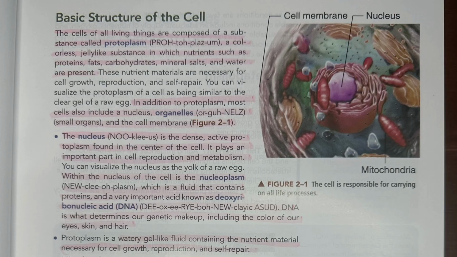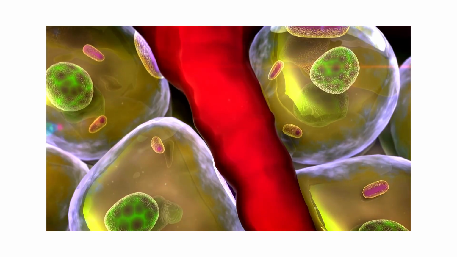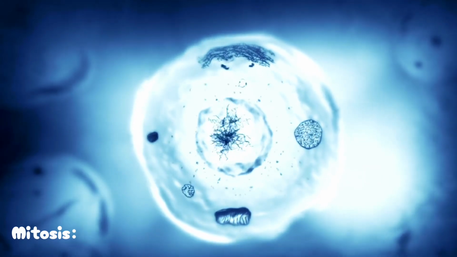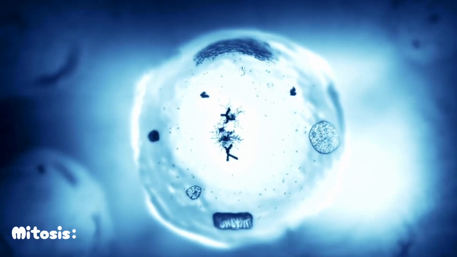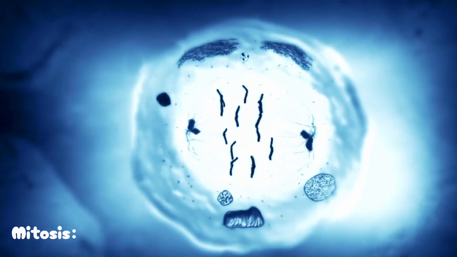Each cell has a nucleus, the control center, cytoplasm, the fluid where organelles exist, and a cell membrane, the protective outer layer. Cell reproduction and division: cells reproduce through mitosis, making identical copies. This is how the body grows and repairs itself.